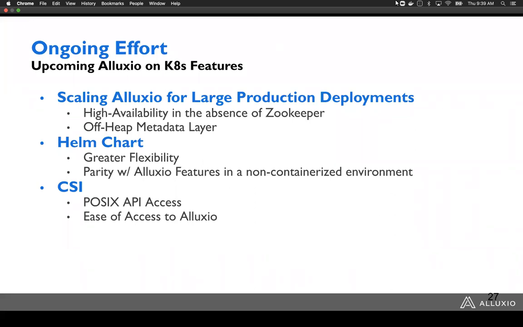Now, Helm charts, like I already mentioned, are a more convenient way of deploying Alluxio, and now the Helm chart has parity with Alluxio deployments in a non-containerized environment. We also have a CSI driver for Alluxio coming soon, which makes it easy to access Alluxio using the POSIX API. So applications like TensorFlow or any other machine learning applications can simply mount a persistent volume of type Alluxio and start using Alluxio without the need to distribute the Alluxio client jar into the applications that are accessing Alluxio.